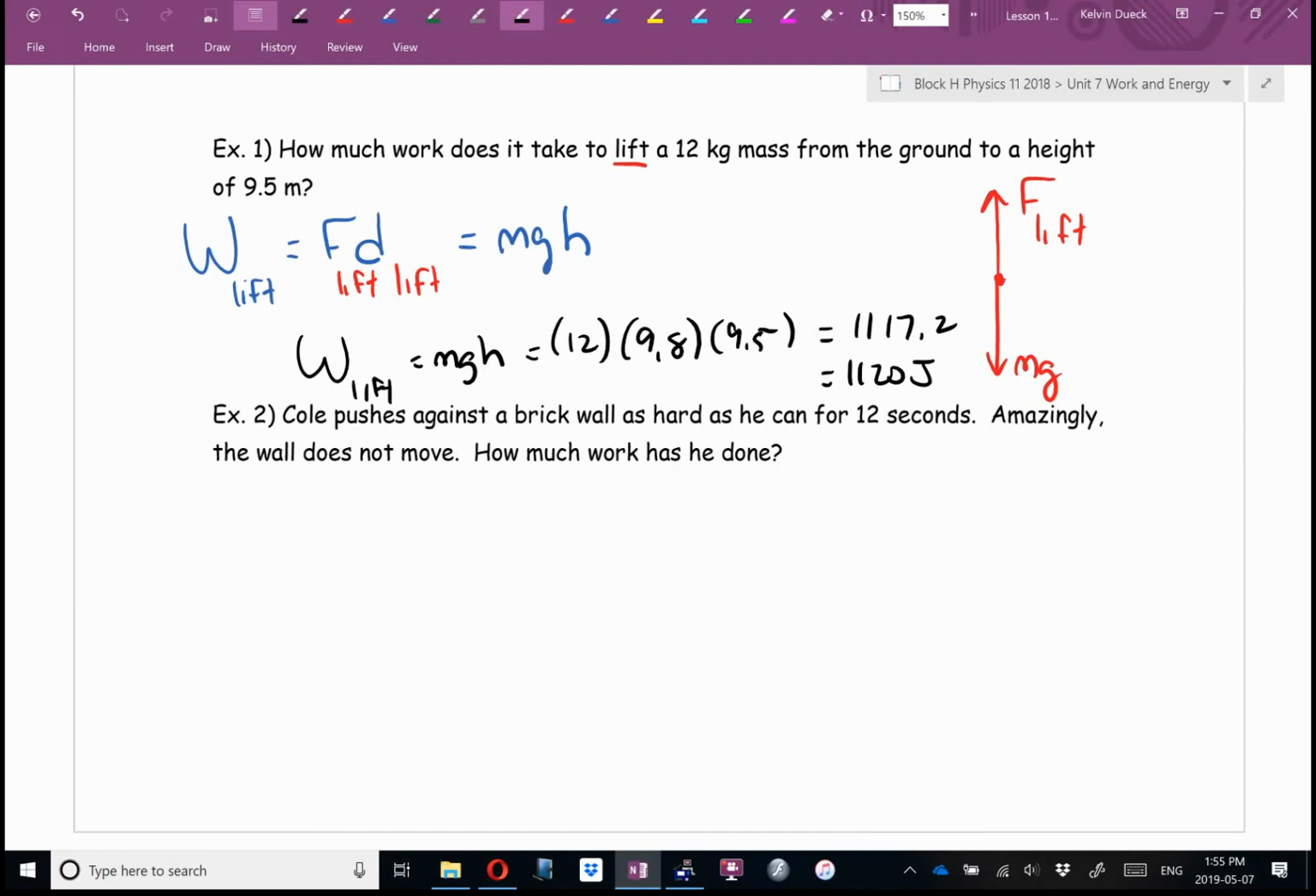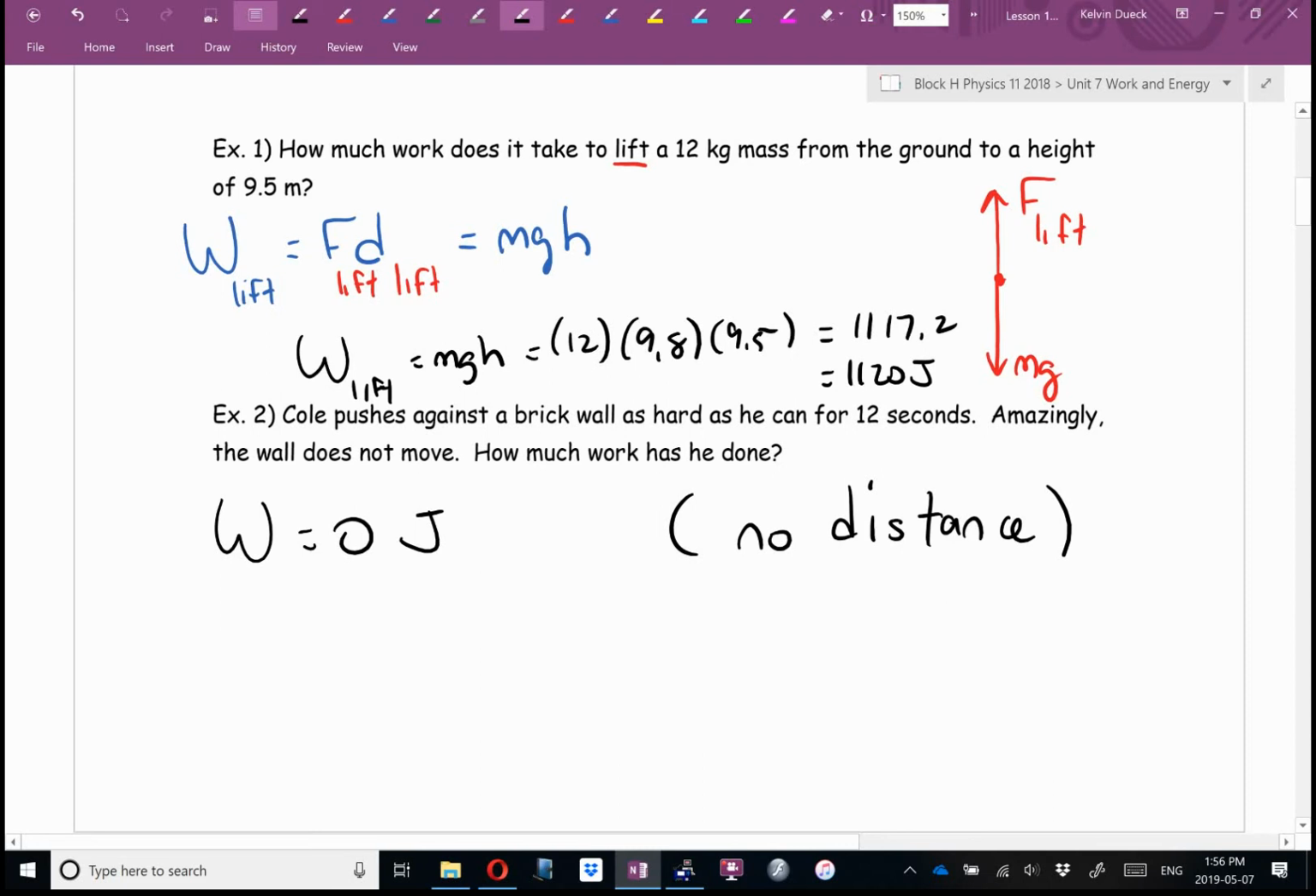The wall isn't going anywhere, because you do work on an object. Is he doing any work on the wall? No, he's applying a force, but it ain't moving. He's not changing the wall's energy state. Thank you, Kyle. You can sit down. Work equals 0 joules. If you want to make a little note, no distance.